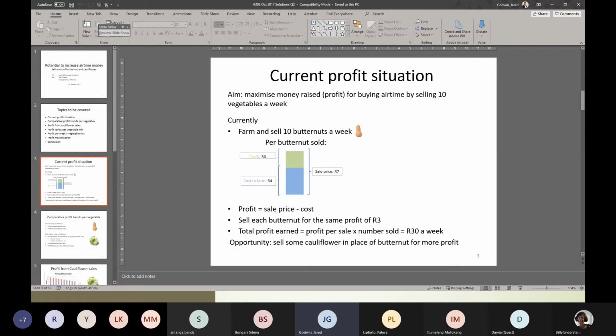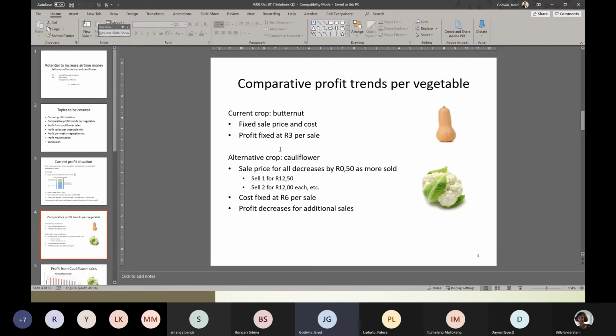What is the profit per unit? And what is my total profit? But now you see they're doing this little thing at the bottom here, which I would have done in a box just to make it look better, but opportunity to sell some cauliflower in place of the butternut for more profit. So what they're doing is they're signposting to say, what is the next slide? It's going to now talk about the profits that you can get from selling a cauliflower.